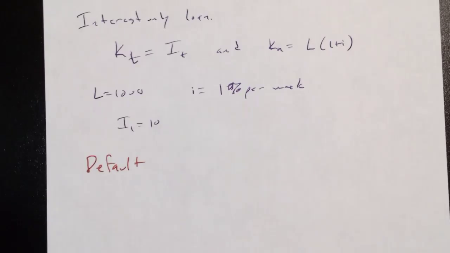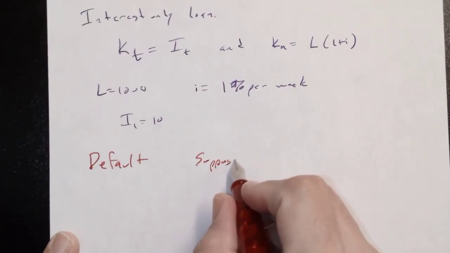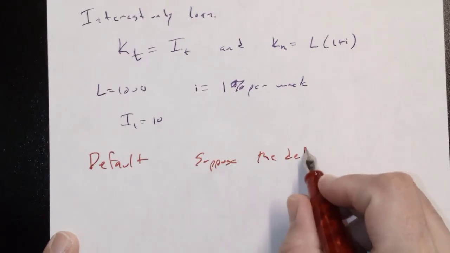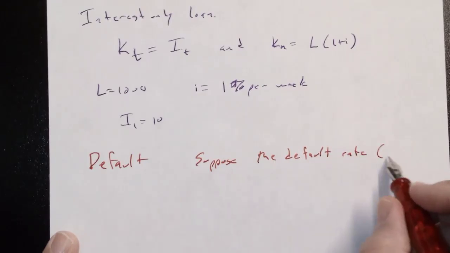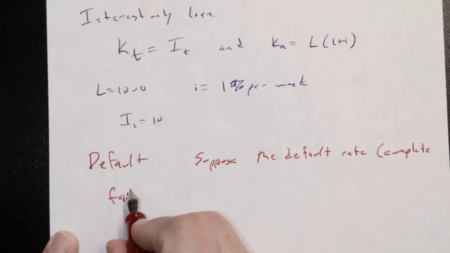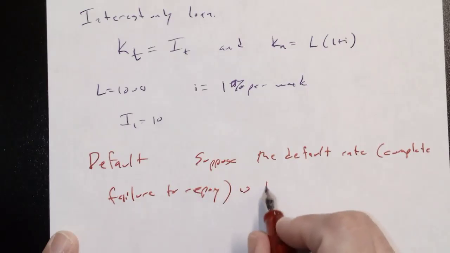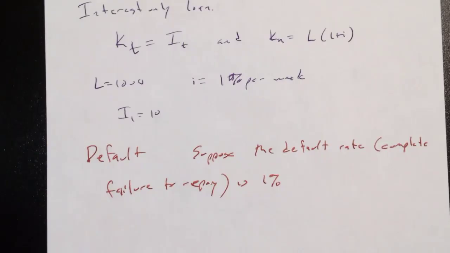So let's consider what happens if I have a known default rate in a group. Suppose the default rate, complete failure to repay, is 1%. So in a group, I think 1% of this group of people will just take the money and run, and I'll never see a dime.